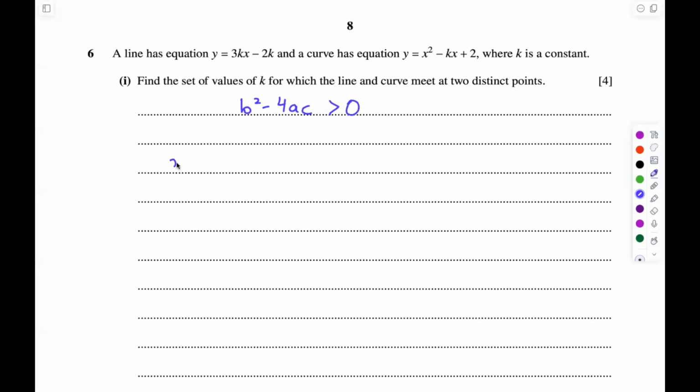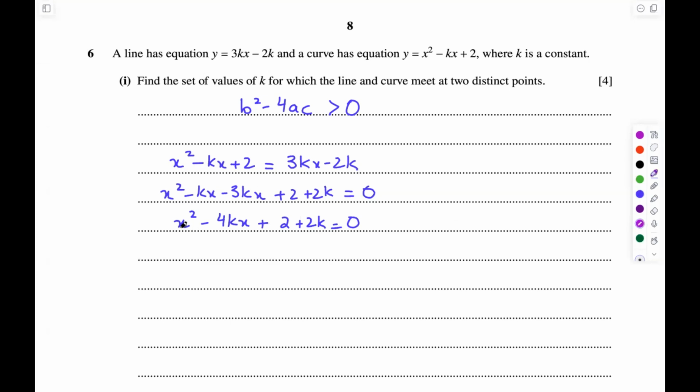Now, in the first step, we'll take the equation of the curve, which is x squared minus kx plus 2, and equate it to the equation of the line, which is 3kx minus 2k. So now taking it on the left-hand side, we get x squared minus kx minus 3kx plus 2 plus 2k, as this will become a plus 2k, and it will be equal to 0. So minus kx minus 3kx will become minus 4kx, and this will remain 2 plus 2k equals to 0. So the coefficient of x square is 1, so a will be equals to 1. The coefficient of x is minus 4k, and the constant term c will be equals to 2 plus 2k.